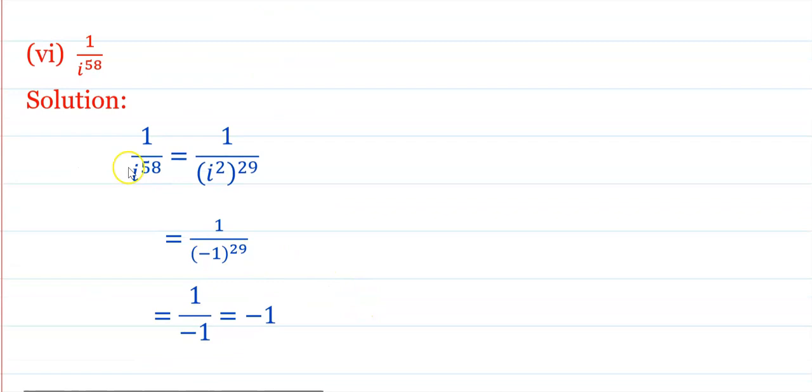Next problem, 1 upon I raised to 58. Again it can be written as 1 upon I raised to 58 equals 1 upon I square and bracket raised to 29. Again I square is minus 1 raised to 29. Minus 1 raised to 29 means what? Minus 1. 1 upon minus 1 is nothing but minus 1. Minus 1 raised to odd number is again minus 1.